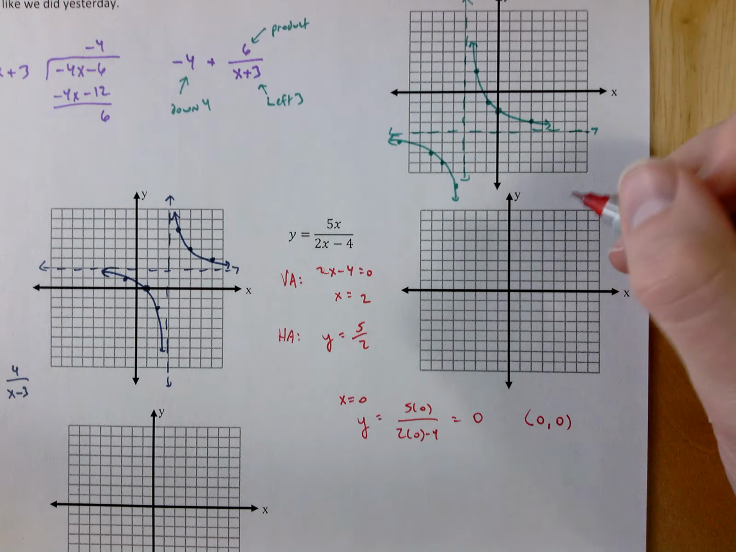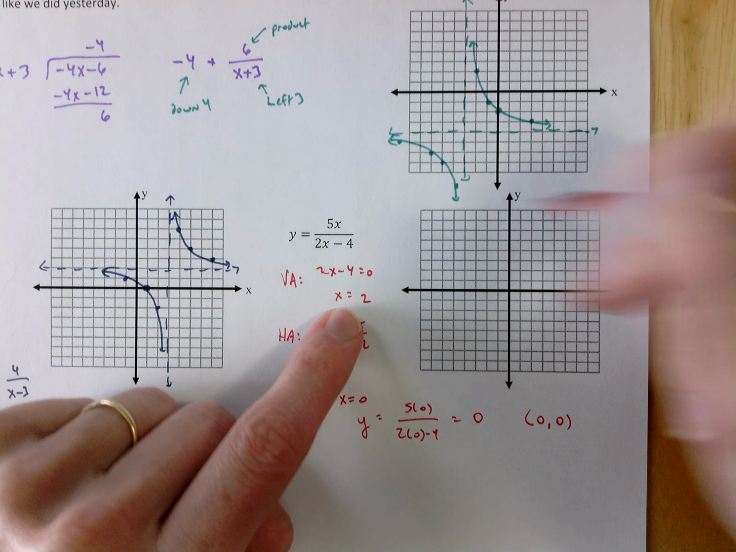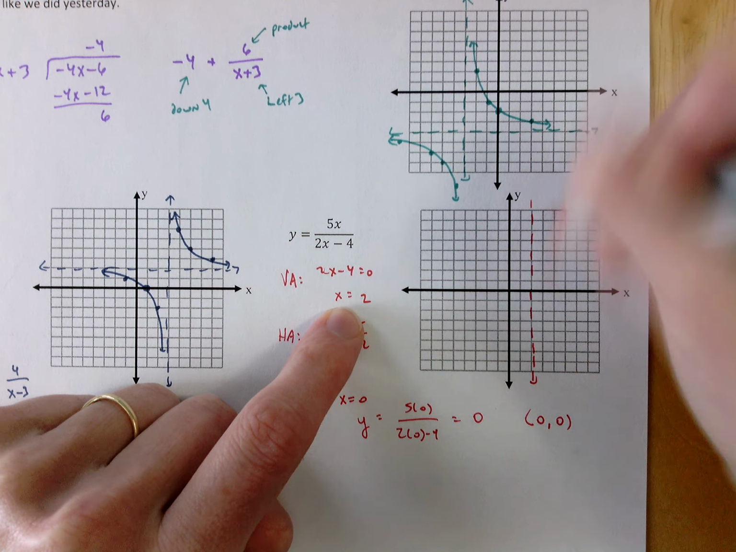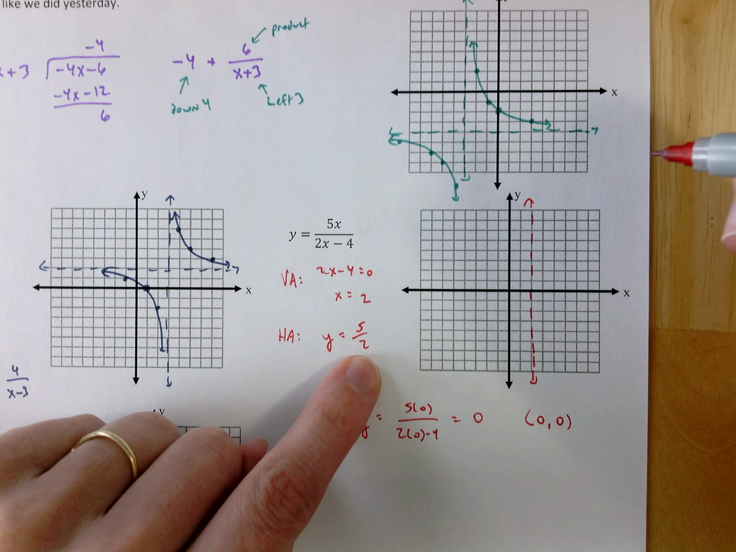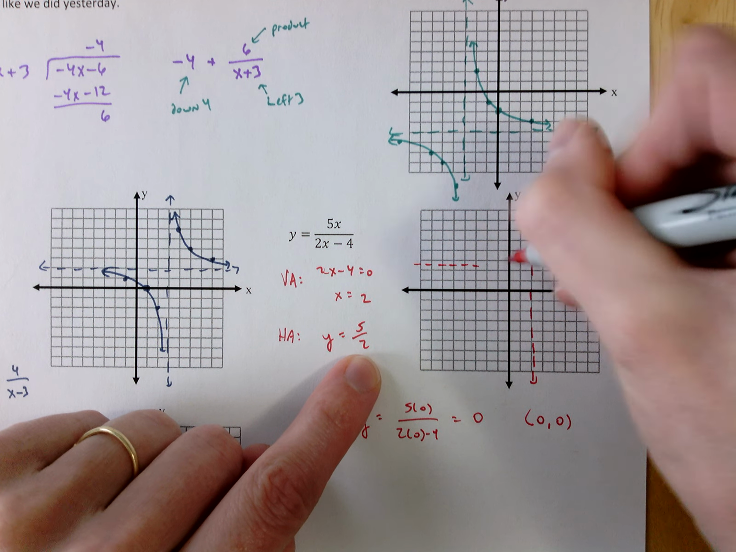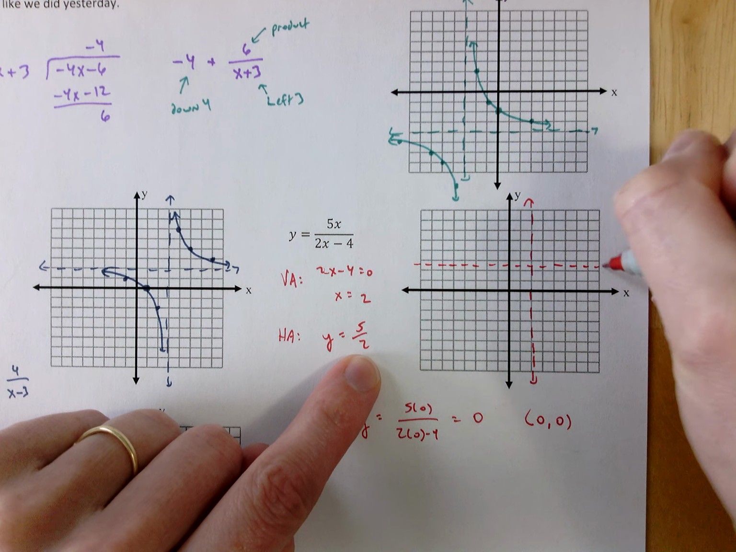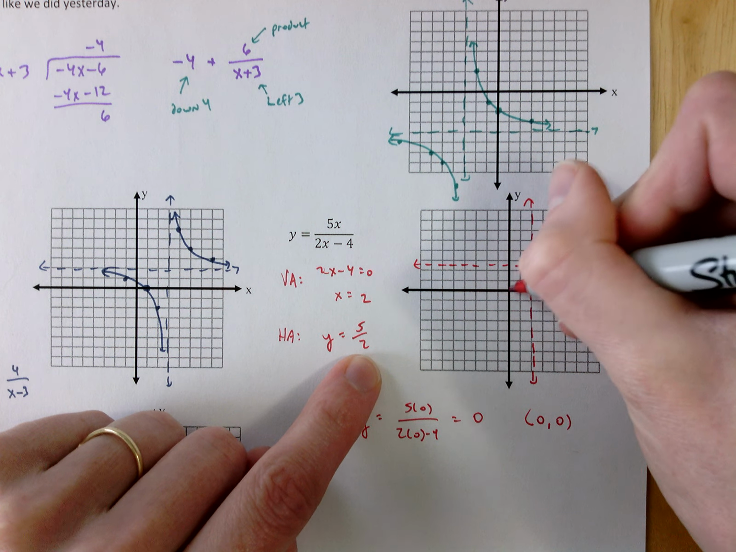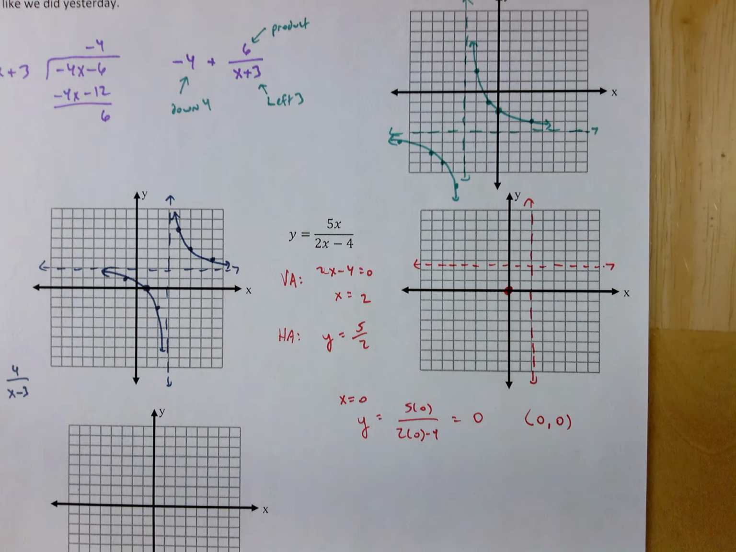Okay, so asymptotes. x equals 2. Here's all the points with an x coordinate of 2. y equals 5 halves, that's 2.5, right? So 2.5 would be there. Okay, (0, 0). Remember, you just plot that regular. It's not a modified one. It's a regular one.